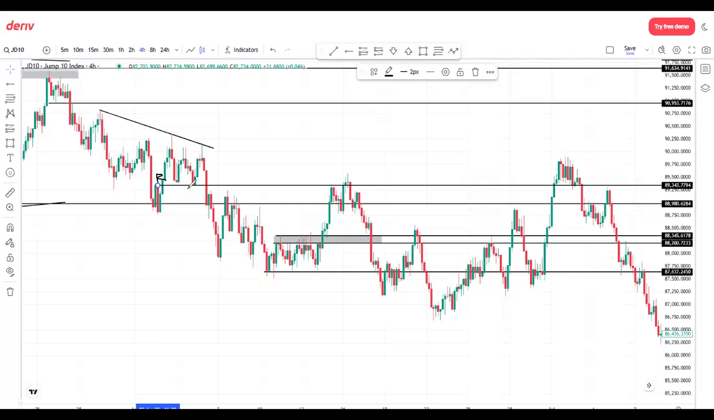It was broken. It became the support. The support was broken. It was never tested. Boom. They tested the support as what? As a resistance. Instead of going down, they pushed the market up higher again, and then they moved to the downside. Why? Let me erase.